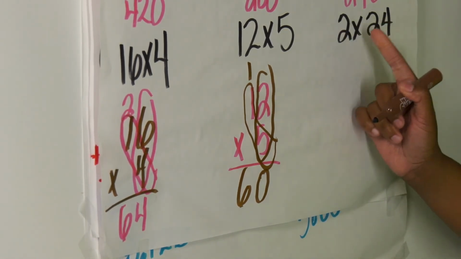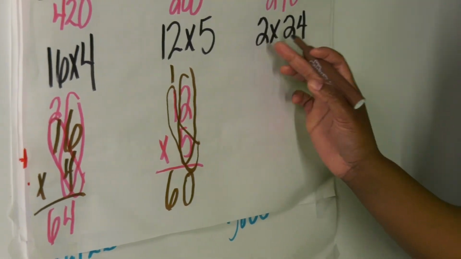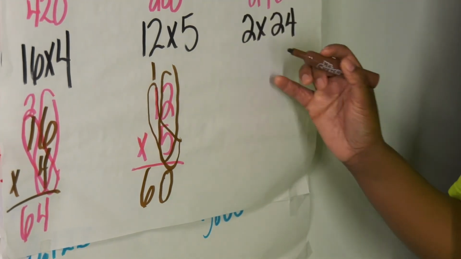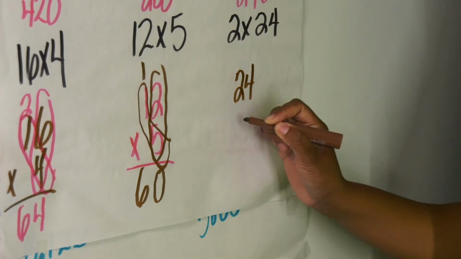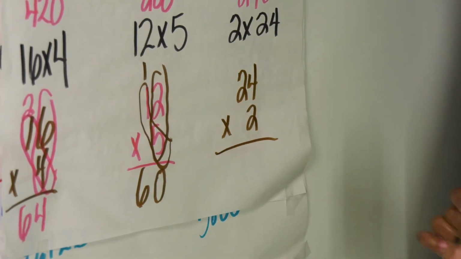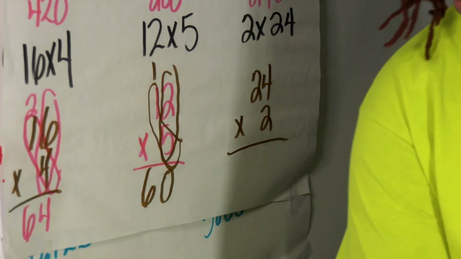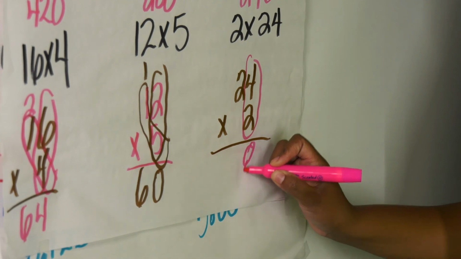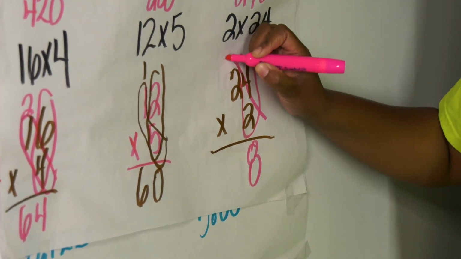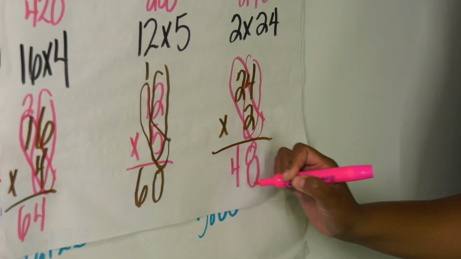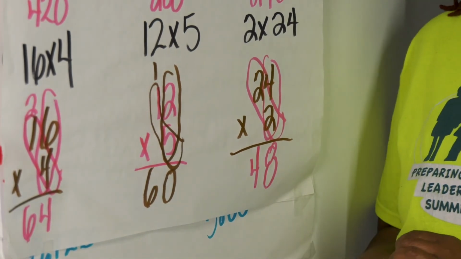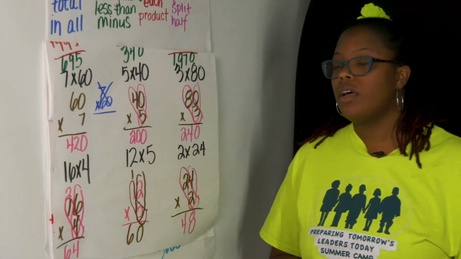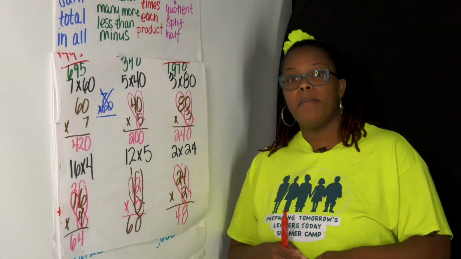And lastly, 2 times 24. Remember, I'm not going to write 2 first because 2 has fewer digits than 24. So I'm going to put 24 first, multiplied by 2. And then I'm going to start multiplying. 4 times 2 first. 4 times 2 is 8. And then I'm going to do 2 times 2, which is 4. So 24 times 2 is 48. So hopefully next time I see you, you all will become fluent multiplying mathematicians.